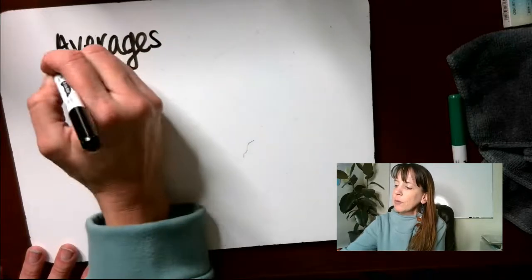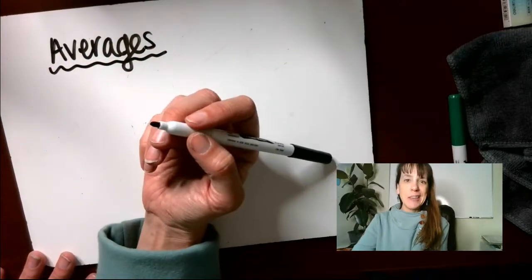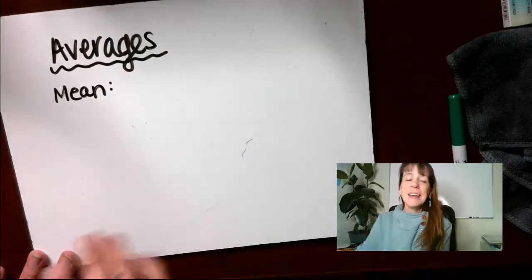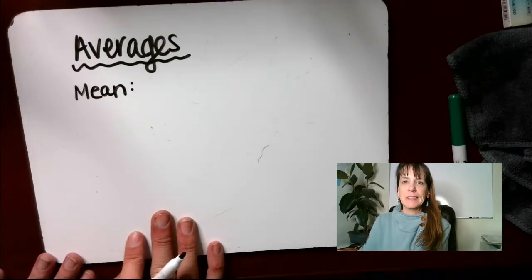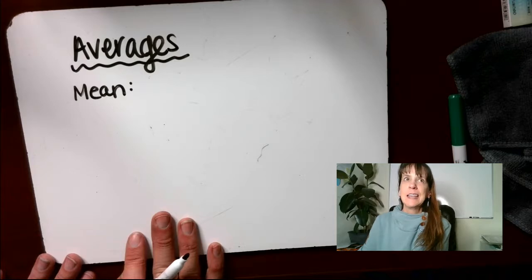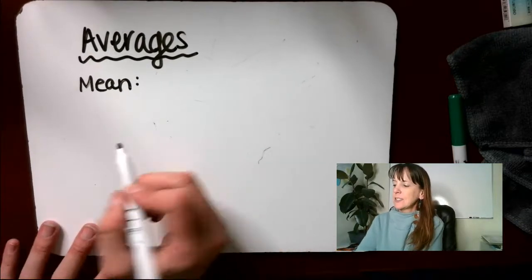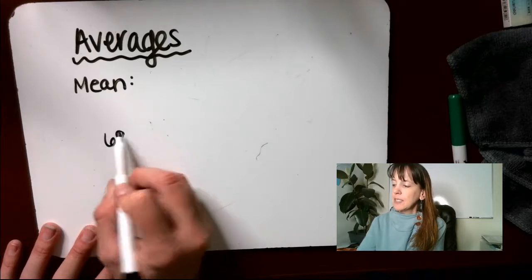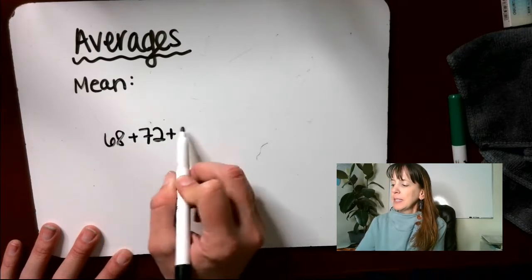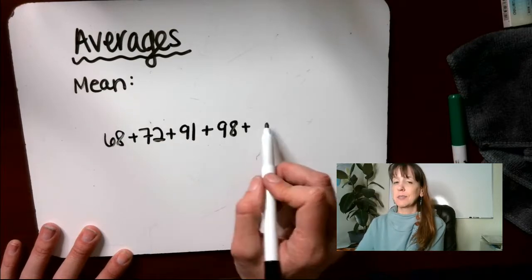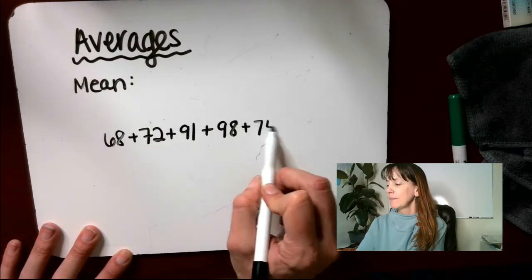All right, so the one you're probably thinking of, when I think of average, you probably are thinking of mean. And that is, let's say you do your math class, you take 5 different math tests and you get like a 68. This is just an example. You don't have to write this part down. 68 plus 72 plus 91 plus, you're really studying, you got 98 plus then you didn't feel great at all and you got a 74.